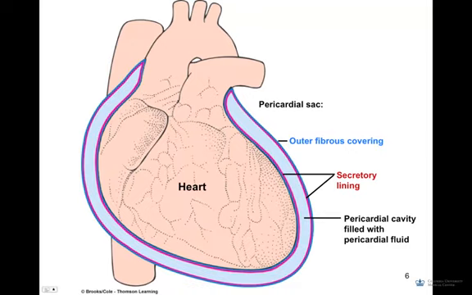And so the purpose of the pericardial sac, there are several purposes. An important purpose is, again, to reduce frictional forces. So when the heart is beating, it generates a significant amount of force. And so this pericardial sac, among other things, is reducing the frictional forces of the heart against any of the other structures in the thoracic cavity.